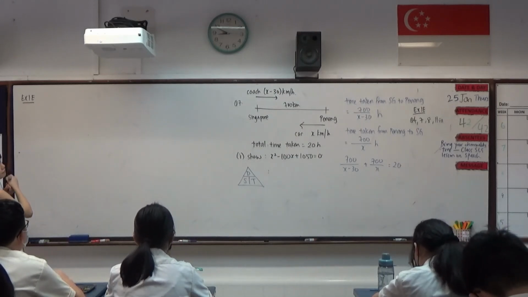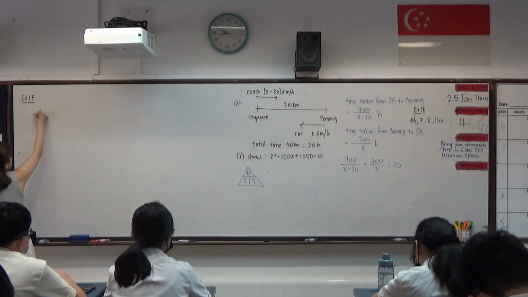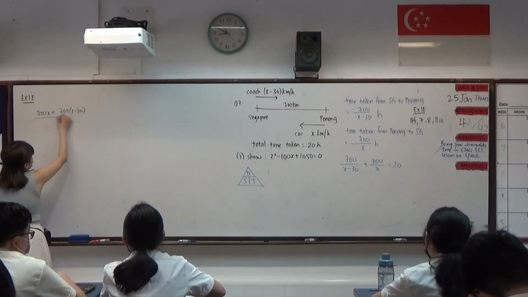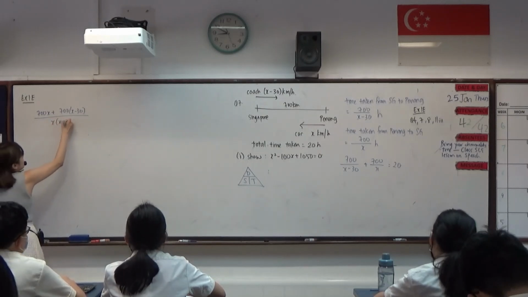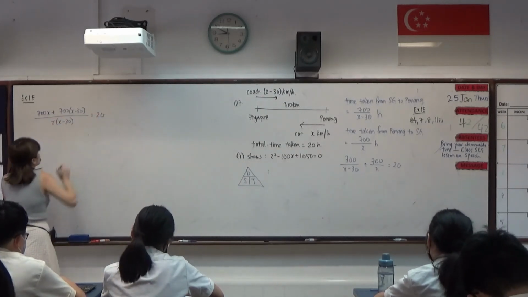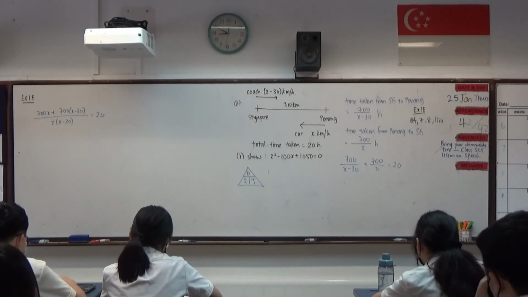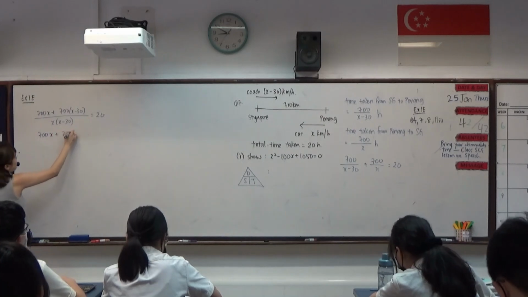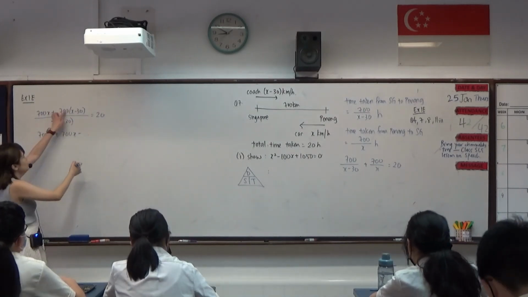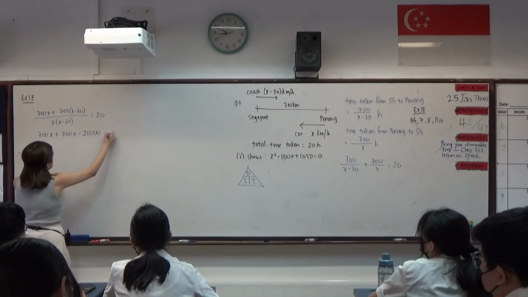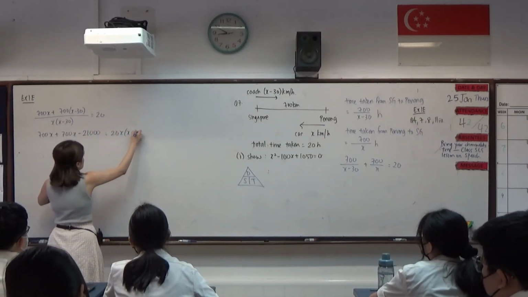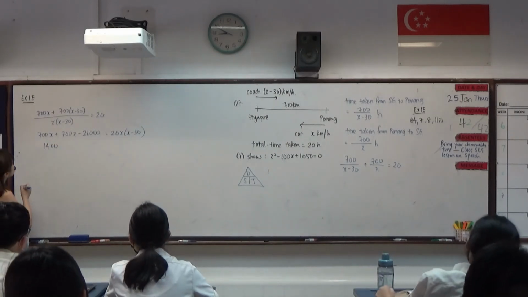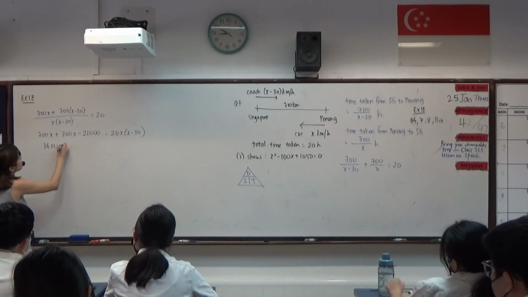So we will combine the fractions to the same denominator. The denominator we choose is x times x minus 30. Following that, we can cross multiply. At the same time, I'm going to expand the numerator as well. Okay, we get 1400, 1400.